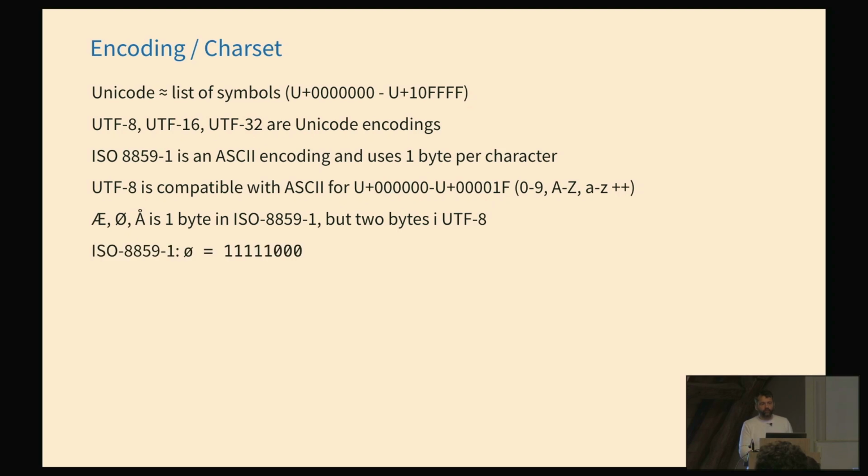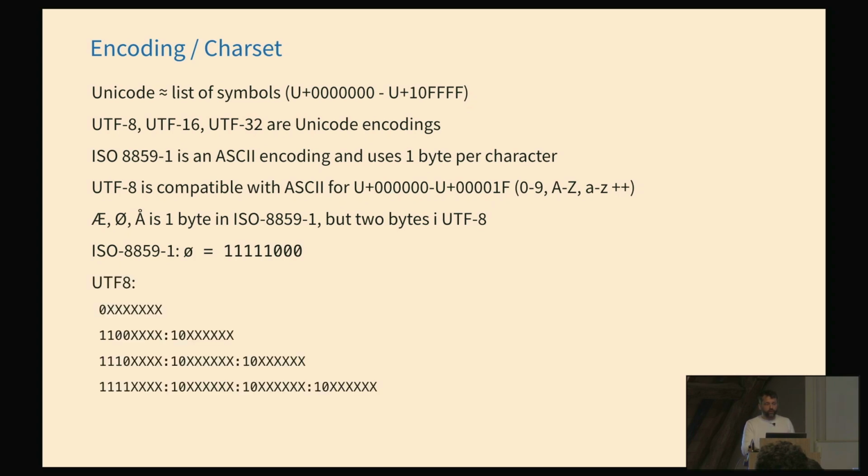If we look at the bits, it would look something like this in ISO. And then if we wanted to translate that into UTF-8, we have to know how UTF-8 works. If the first bit is a 0, it means that this is a 1 byte character. If the first one is a 1 and the second one is a 1, that means it's 2 bytes. If there's 3 ones, it means it's 3 bytes, and 4 ones means it's 4 bytes. So this Norwegian letter would look something like this in UTF-8.